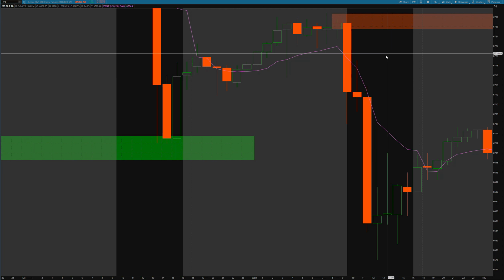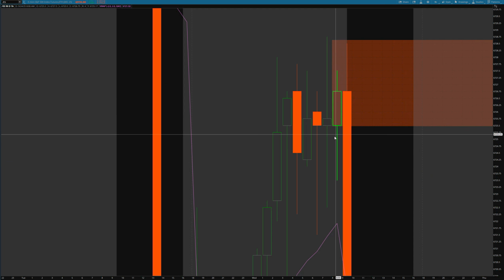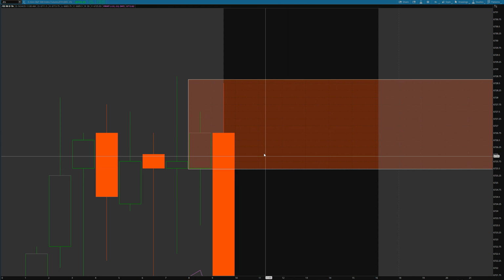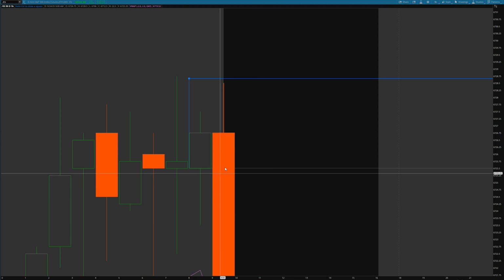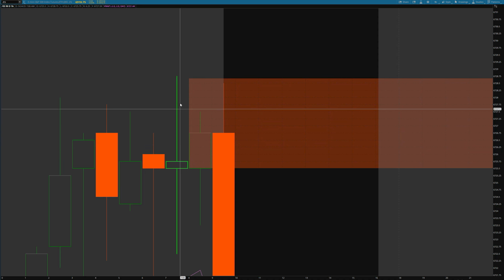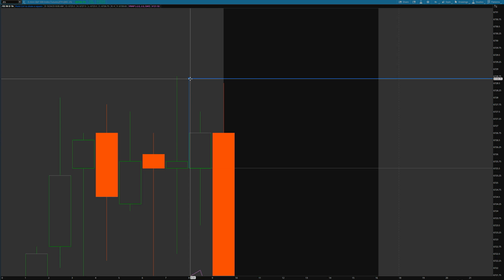To draw a supply zone, what you guys want to do is get a red rectangle and draw the bottom of that zone from the open of the green basing candle, and then drag the top of that red rectangle to.